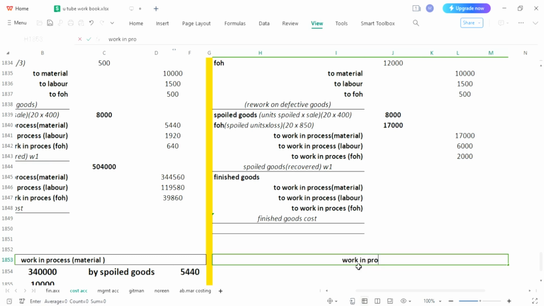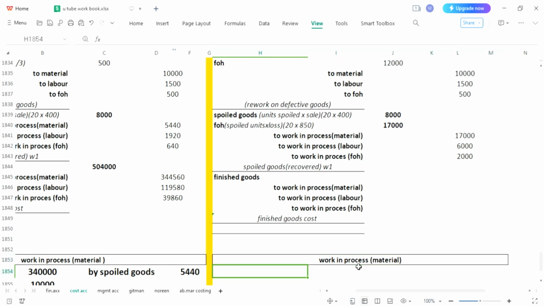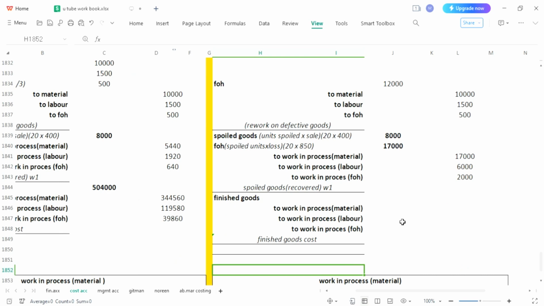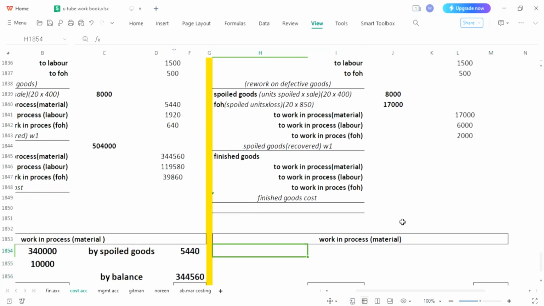Without a ledger, you can make the amount of work in process material as well, but that would sometimes be conflicting and confusing. So we will make the ledger. To make it, we will be focusing on work in process material. 340,000 is written on the debit side. So put 340,000 on the debit side. Reference as usual would be used to material.